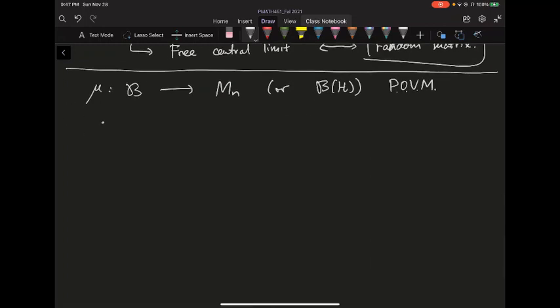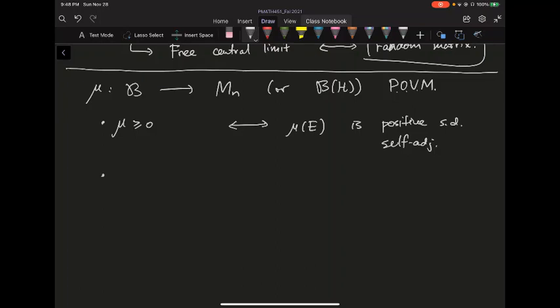First of all, usually we require a measure to be non-negative, and in a positive operator valued measure, mu of a set E is now an n by n matrix. What does it mean for a matrix to be positive? Usually it means positive semi-definite. In particular, it should be self-adjoint, and that basically replaces mu being positive.